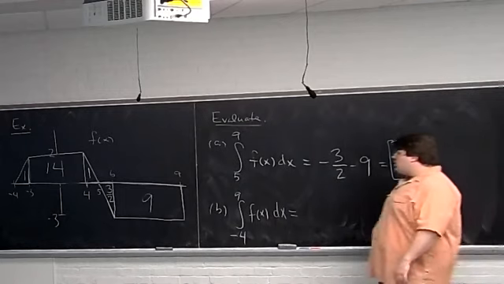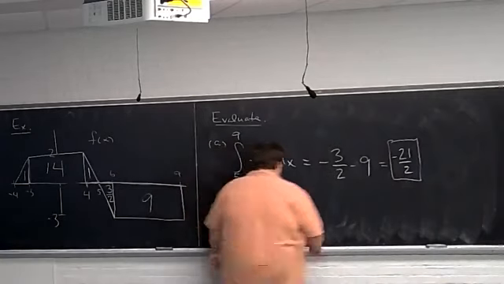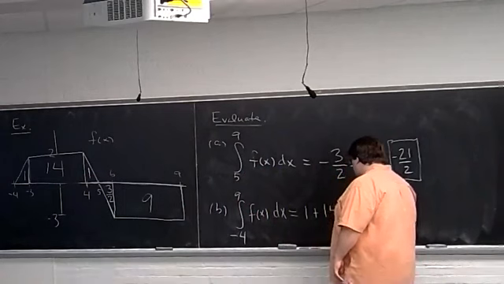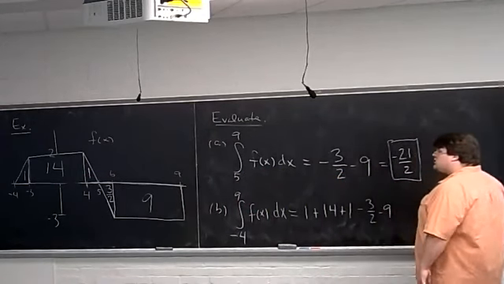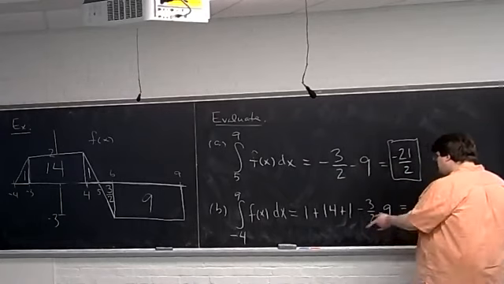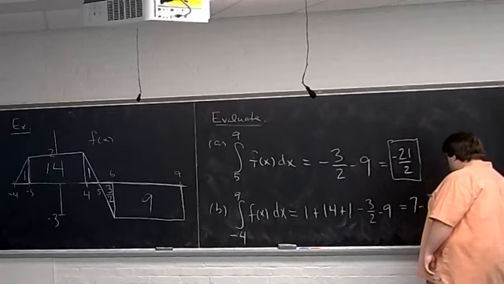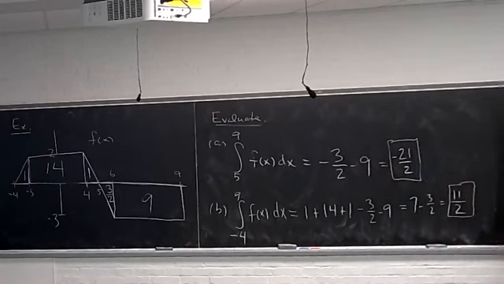Okay, what about part B? Well, part B says we're looking everywhere from negative 4 to 9. What's above the x-axis is positive. There's a 1, there's a 14, there's a 1. What's below the x-axis is negative. There's a 3 halves below the x-axis, there's a 9. So what do we get here? 16 minus 9 is 7. 7 minus 3 halves. 14 minus 3 is 11, so 11 halves. Any questions about that? Okay, well, that'll be all we do for right now.